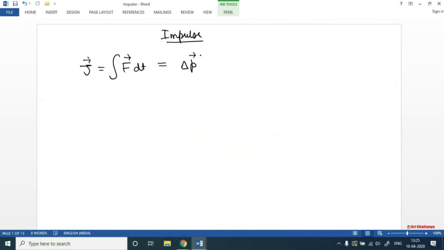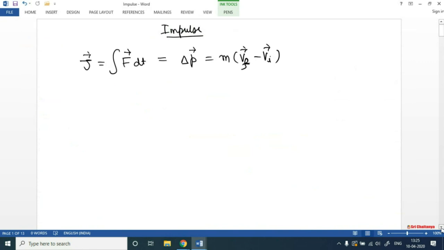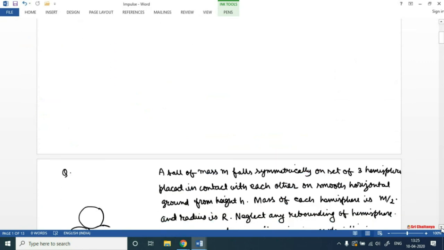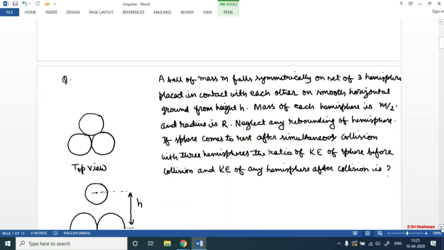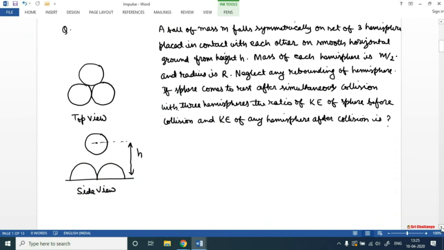This would simply be m times, for example, v final minus v initial. So we will be using this equation in order to solve many problems. Let's discuss those problems. This is one interesting problem: a ball of mass m falls symmetrically on a set of 3 hemispheres.